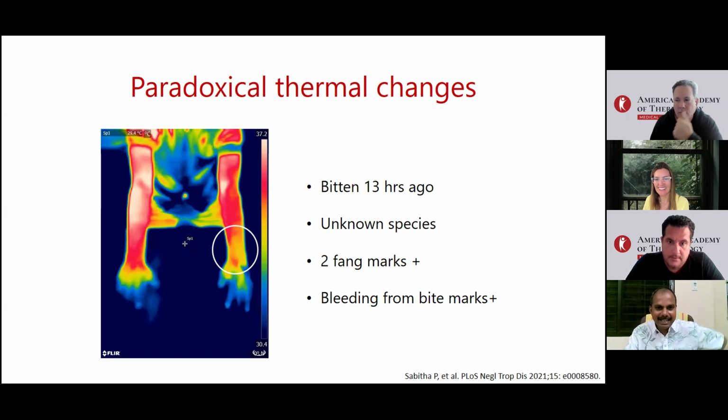That was really interesting. The area where he was bitten had a lower temperature compared to the normal side. This is paradoxical, counterintuitive. This kind of decreased temperature we also observed in some patients without envenomation. There were two patterns of this decreased temperature. One was a uniform decrease in temperature through the entire limb, and another was a localized decrease in temperature.